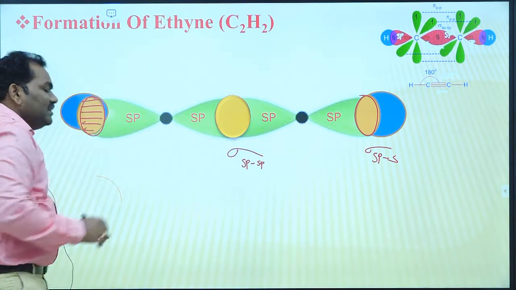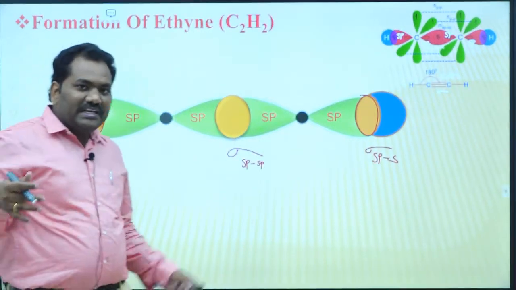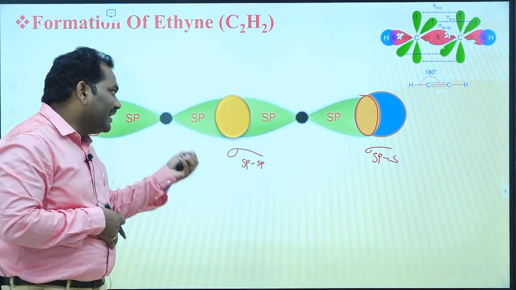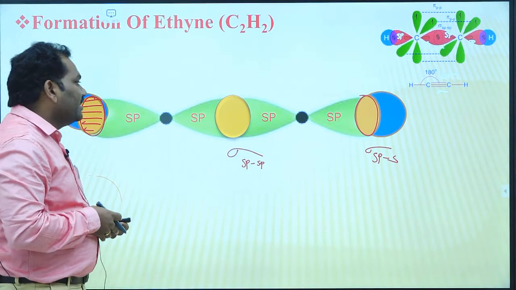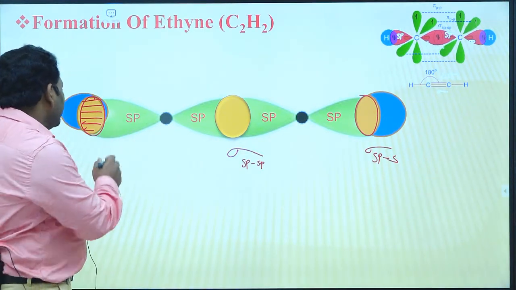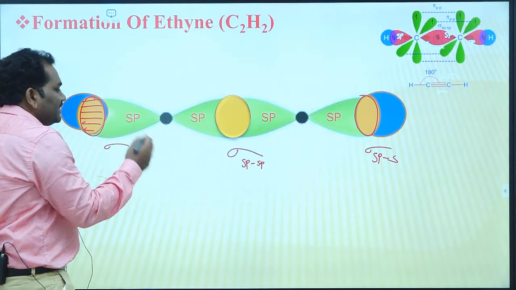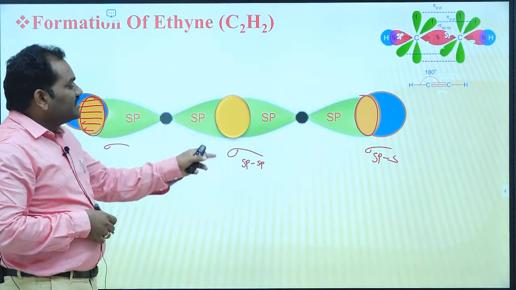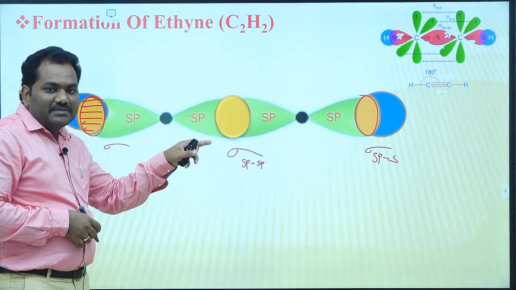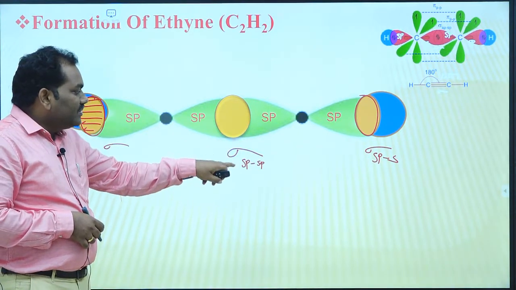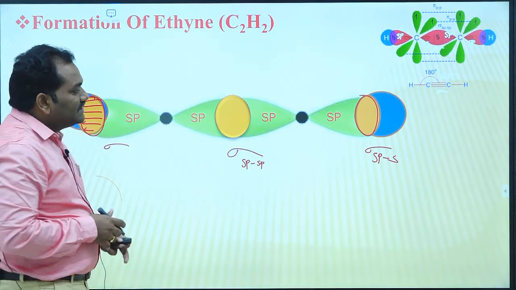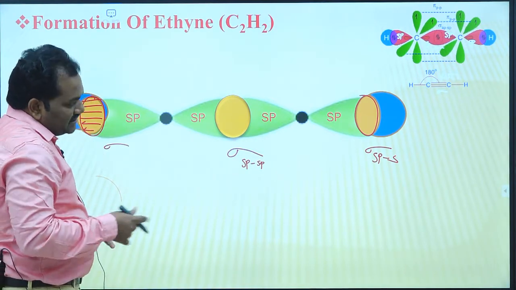Already we discussed the strength of the bond depends upon the extent of overlapping, and it is also called head-on overlapping. Okay, head-on overlapping. Here, totally 3 sigma bonds are formed. One sigma bond is the sigma sp-sp bond, formed by the overlapping of sp-sp hybridized orbitals. Another sigma bond is the sigma sp-s bond.